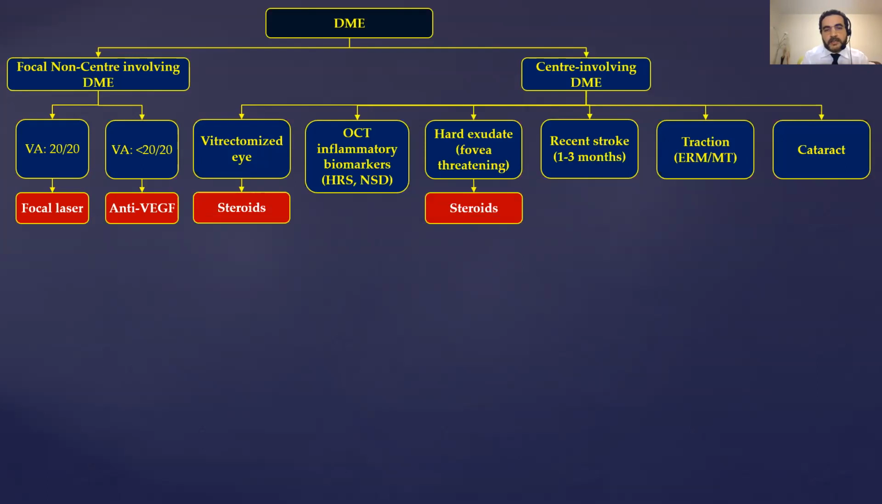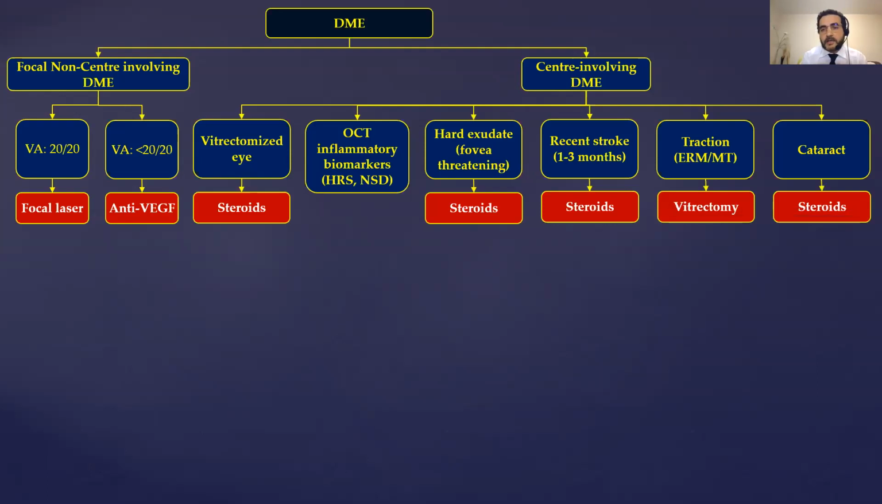What about hard exudates? I usually go for steroid, and I will share a case with you about this later on. A recent stroke, definitely I go for steroid if it is 1 to 3 months. Tractional, definitely vitrectomy. Cataract, I will go for steroid combination. If I combine cataract surgery with injection, I combine it with steroid, because cataract surgery itself induces surgical trauma and inflammation. By injecting a steroid together, I think we block both pathways, the DME pathway and also the inflammatory factors that are released in the vitreous cavity after cataract surgery or surgical trauma.